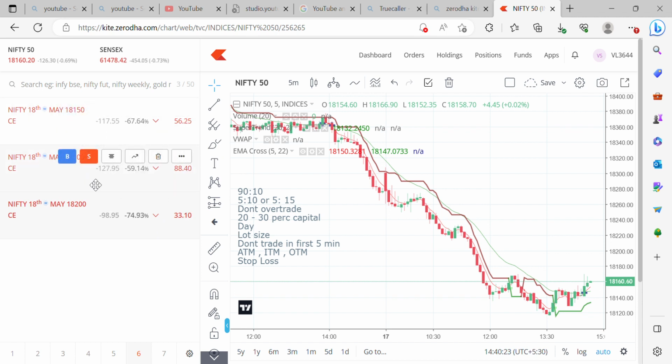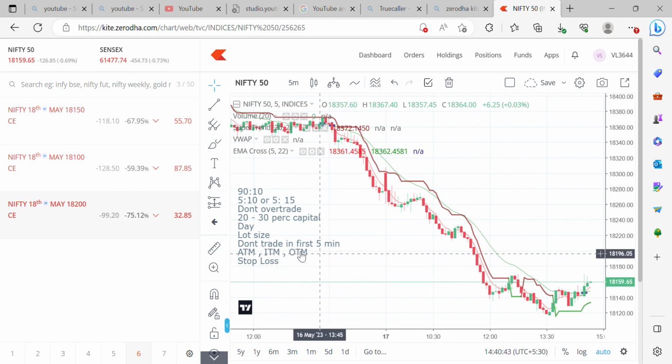So 18100 in the money, you can see it is at a higher price. If you go even lower, meaning 18000, 17900, then it will be more costly, deep in the money it will be, and 18150 will be at the money. So that is the difference, ATM, ITM and OTM. So you can buy accordingly.